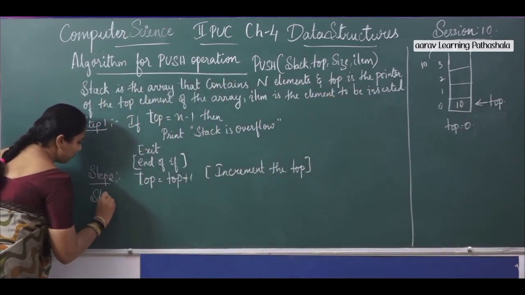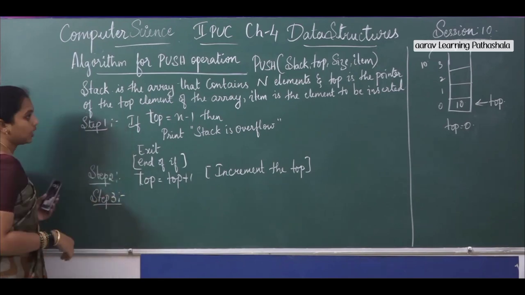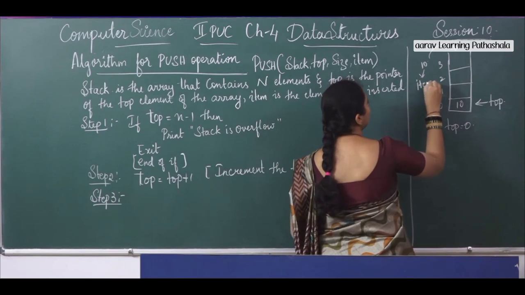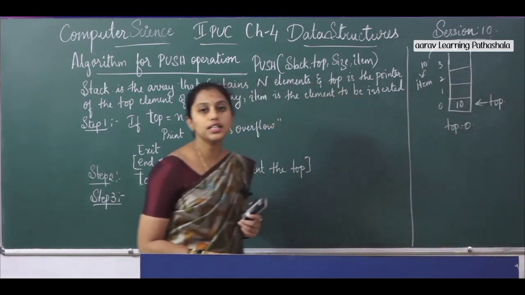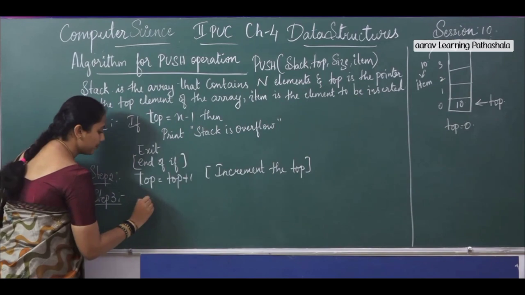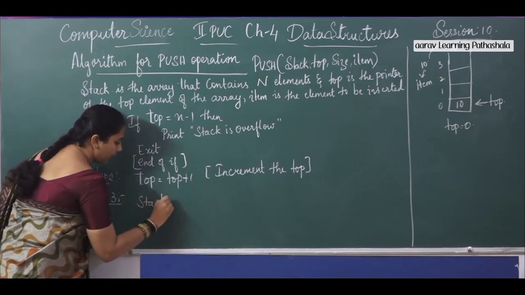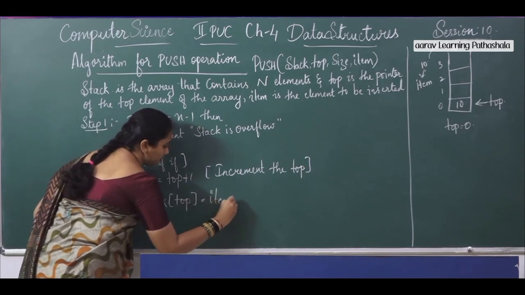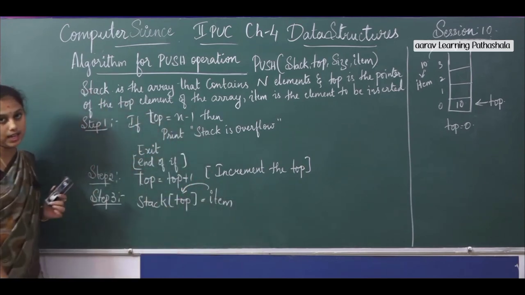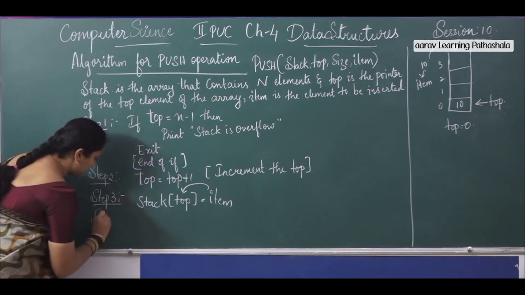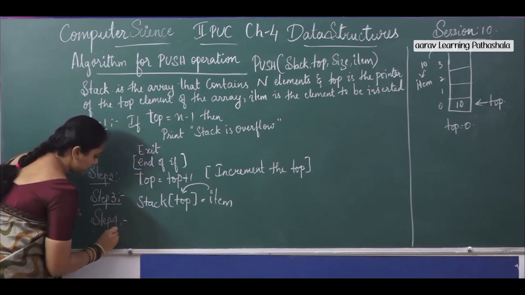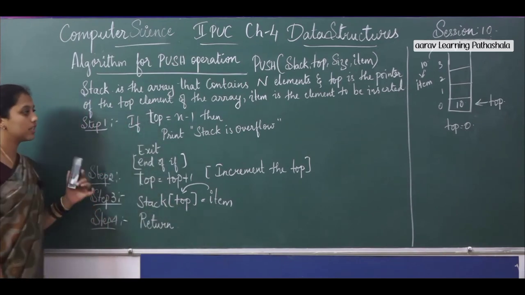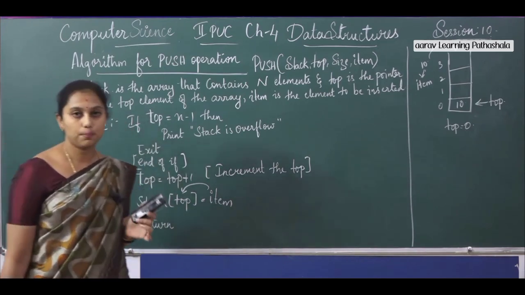So what is the next step? We are inserting an item, so item called 10, at the top of the stack. So we are inserting an item to the top of the stack. After inserting an item into the stack, we are returning. So this is an algorithm for push operation.